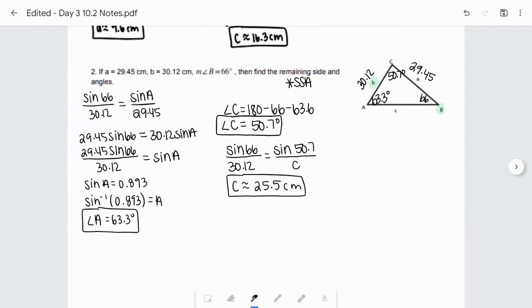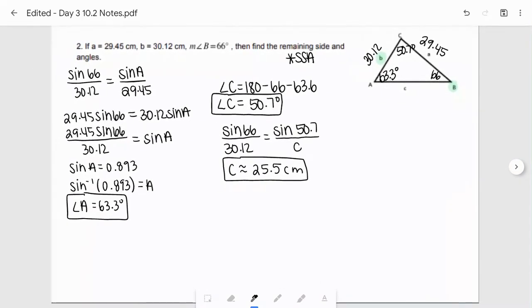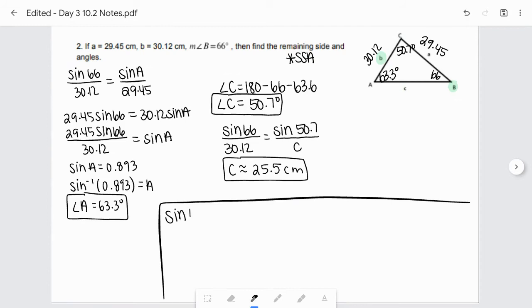Okay, but this is the one where we have that ambiguous case since it's side-side-angle. So I'm going to just draw a little, we had found that sine is positive in quadrant 1, but it's also positive in quadrant 2. Okay, so we need to determine where else sine is going to be equal to 0.893.